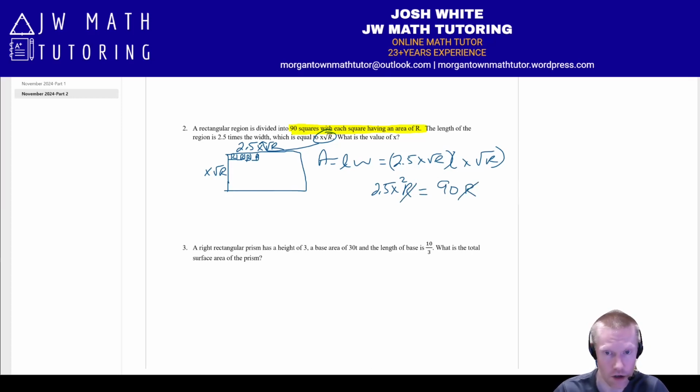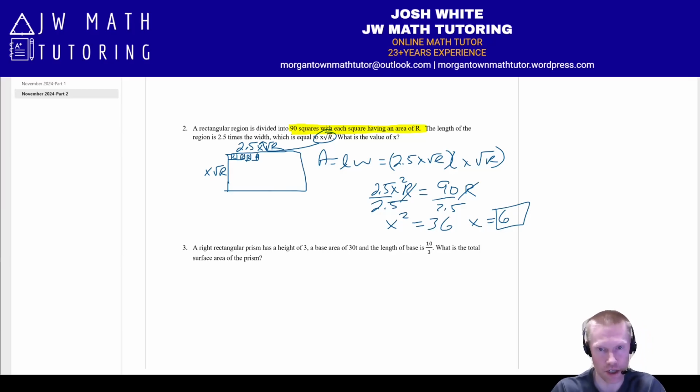And that causes the r's to cancel out, and then you can just divide by 2.5, and that gives you x squared equal to 36. So the value of x is just going to be positive 6. Of course, once you set up the equation here and you cancel the r's out, you could just type that in Desmos and get the answer that way as well. But the correct answer for this problem is positive 6.